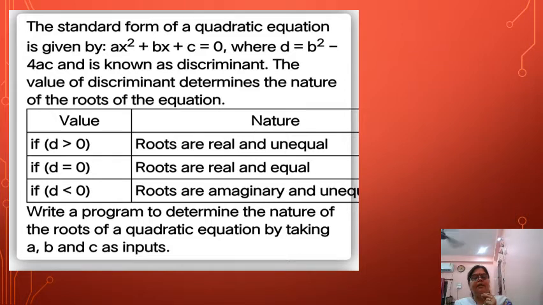Now we have to write a program to determine the nature of the roots of a quadratic equation by taking a, b, c as our inputs. Now see how we are going to do the program. See, there are three if, it means there are three slabs. You have to make three if programs: one, 2, 3.